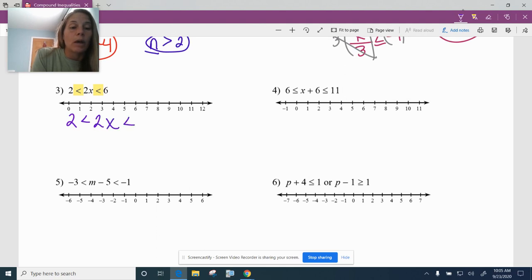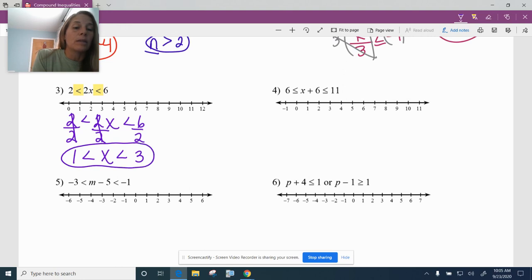So for this one, I'm going to divide by 2 because I want to get my x alone in the middle, and then I'm going to do that to both the left and the right. So I have 1 is less than x, which would be less than 3. Now when we write them in this combined format, our variables should be in the middle, and the number that's smaller should always be on the left, and the number that's bigger should always be on the right. So this one's set up nicely. 1 is obviously smaller than 3.